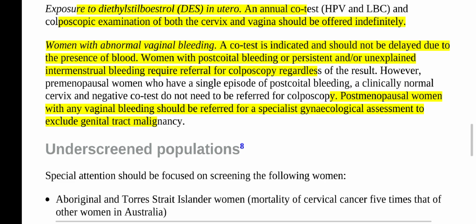All right. Then another important point, the most important point frequently coming in the SBA, is women with postmenopausal bleeding. Women who are postmenopausal and have vaginal bleeding always need further investigation and referral for specialist gynecological assessment to exclude genital tract malignancy, even if it looks like everything is normal. Referral for specialist gynecological assessment is always required to rule out genital tract malignancy.